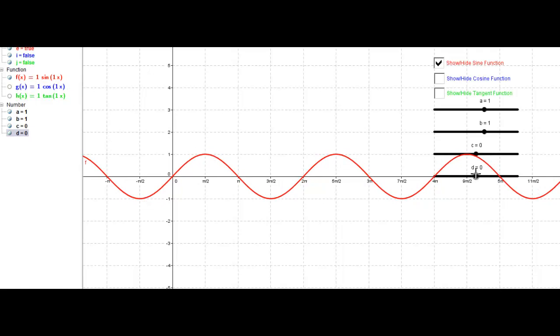I hope this gives you a visual concept of what this is. For my next video, we're going to start doing examples on how to graph these functions with the transformations. We're going to do it step by step. So I'll see you in my next video.